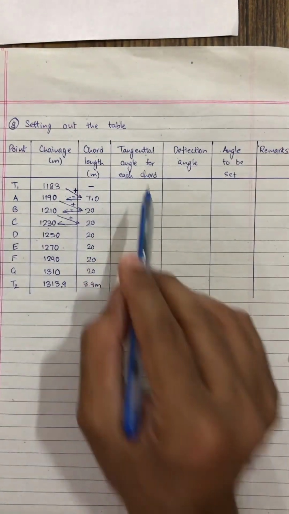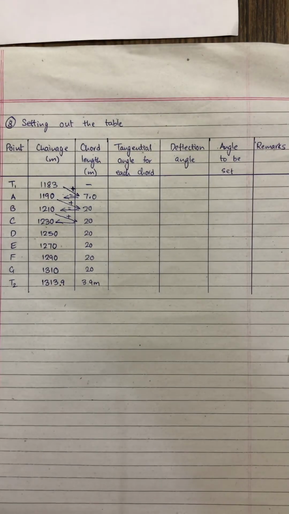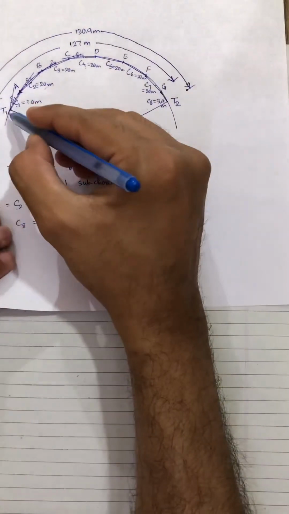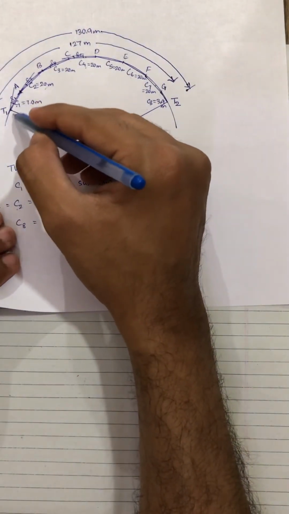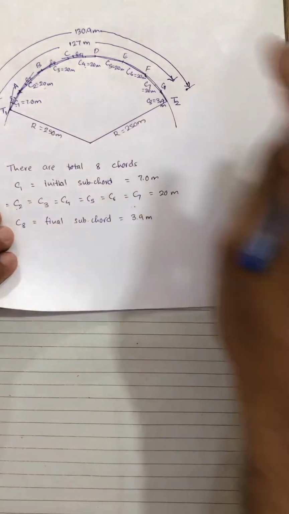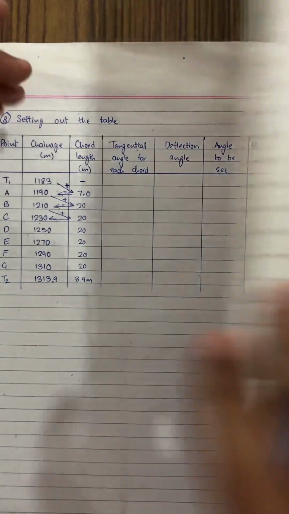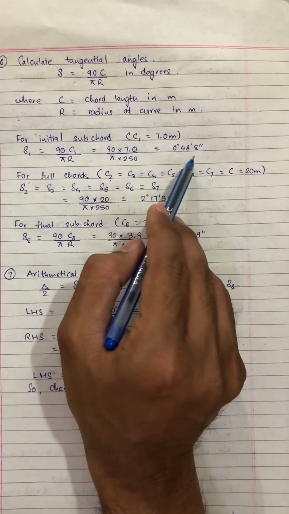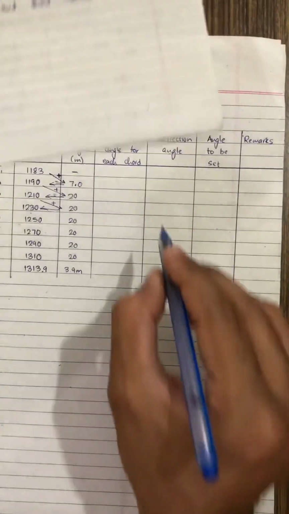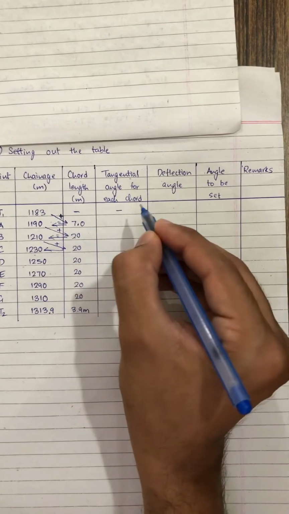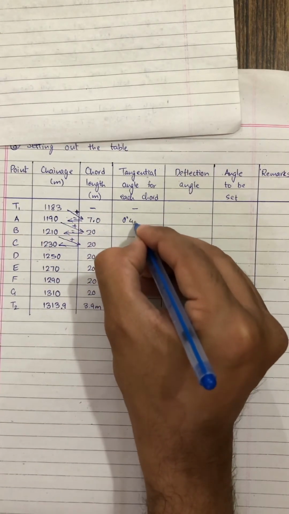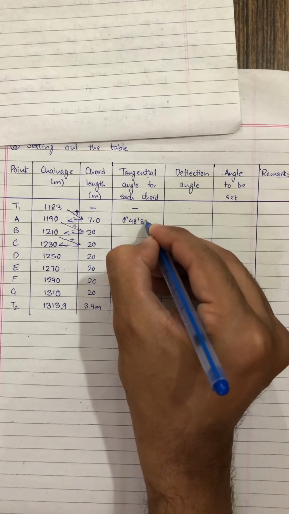Now, the tangential angle for each chord. For this first chord, T1A, the tangential angle delta 1 that we calculated was 0 degree 48 minutes 8 seconds. So again, this will be blank, and this tangential angle will be 0 degree 48 minutes and 8 seconds.